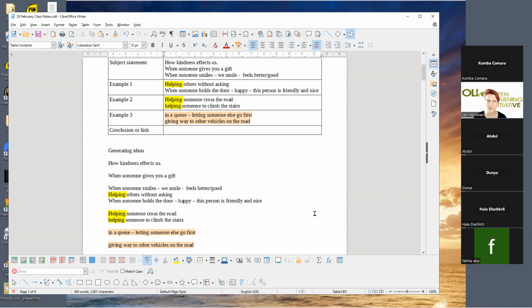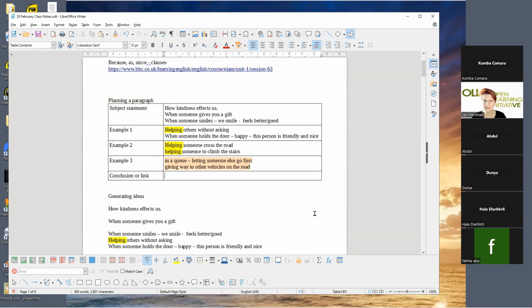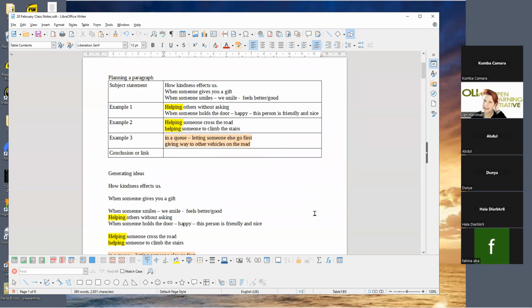Right. So all of these notes will be in the email that I send you. Take all of these and we'll write them into a paragraph. Okay. So I will send you all of these notes.